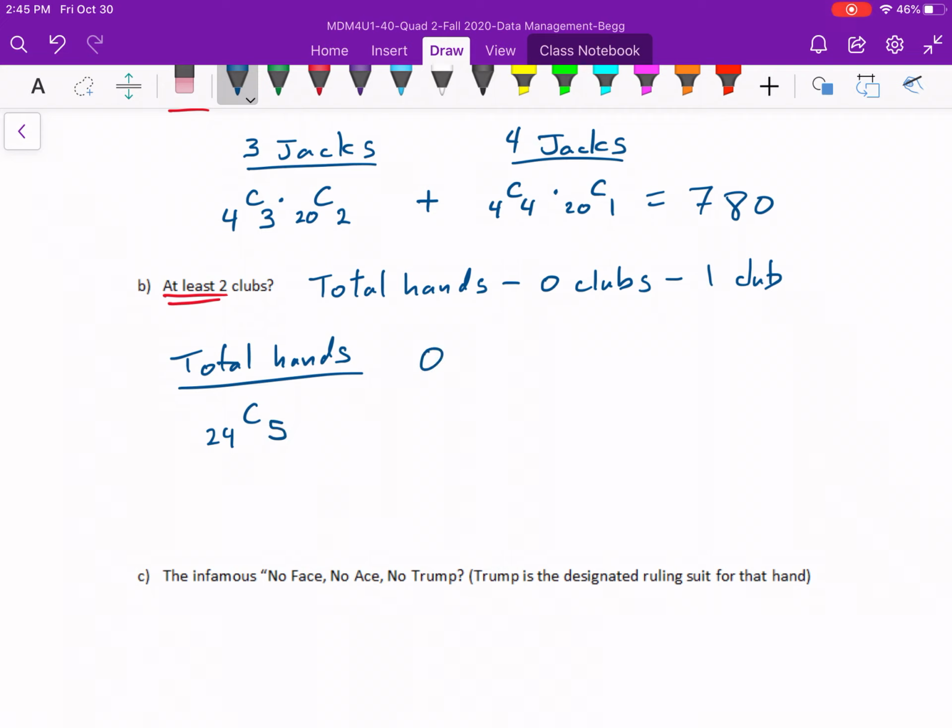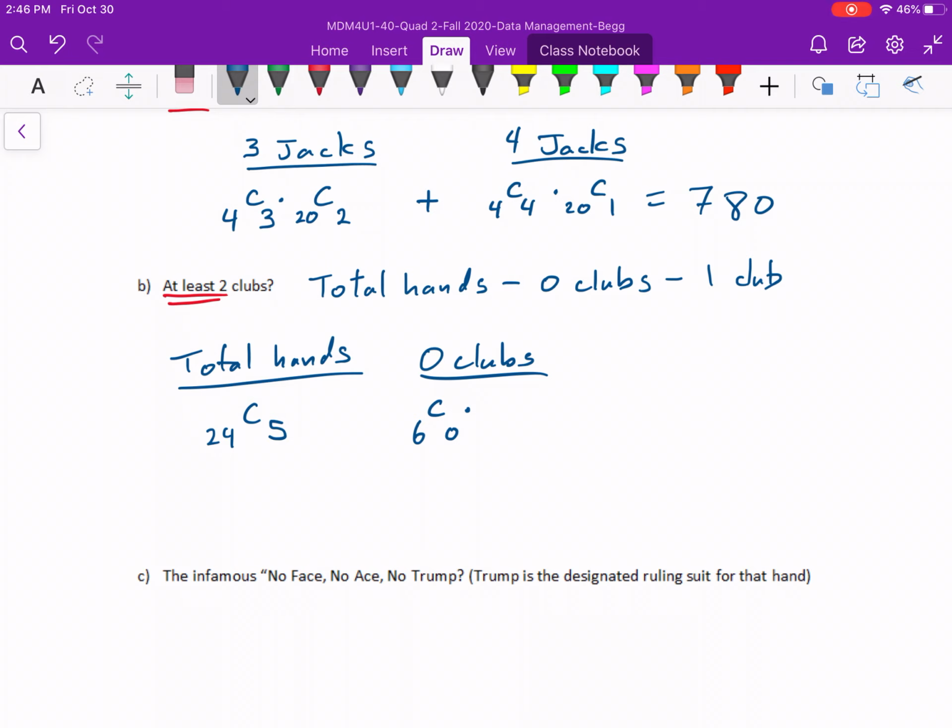0 clubs, that's going to be, there's 6 clubs, so I want 6, choose 0. Anytime we choose 0, though, we know that just equals 1. So there's one way to choose none of them. So that really doesn't factor in, though I still write it down so it's accounted for, it's not going to affect my outcome.